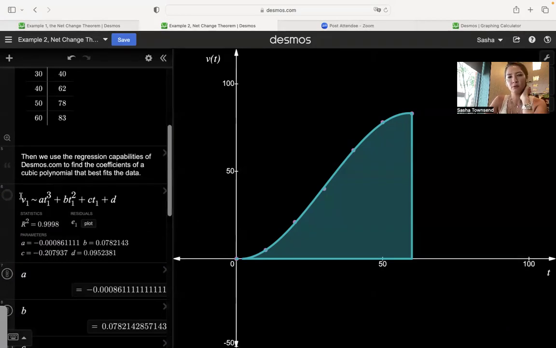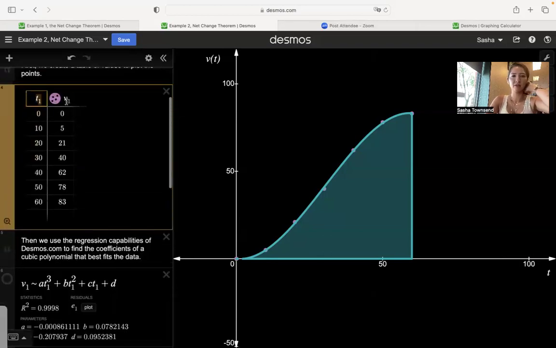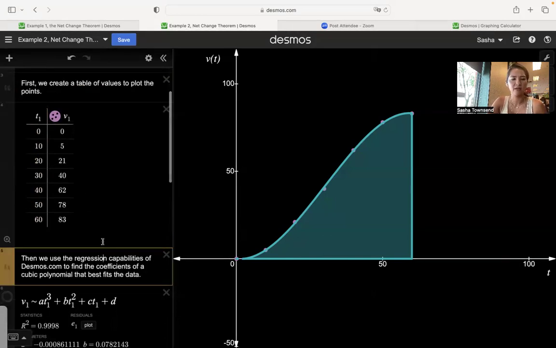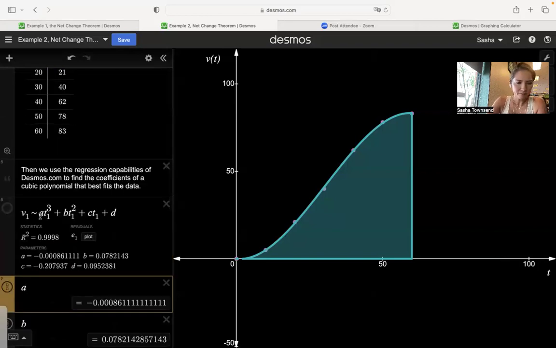So if you want a cubic polynomial in the variable t sub 1, and I'm using t sub 1 and v sub 1 because those are the versions of t and v I used in my table, that way I could save v and t for the definition of the function itself. I just type v sub 1 tilde, and then I type a t cubed plus b t squared plus c t plus d. Desmos is going to find the values of a, b, c, and d so that we've got a cubic polynomial that best fits these data points. We've got this point, this point, this point, this point, this point, and this point.